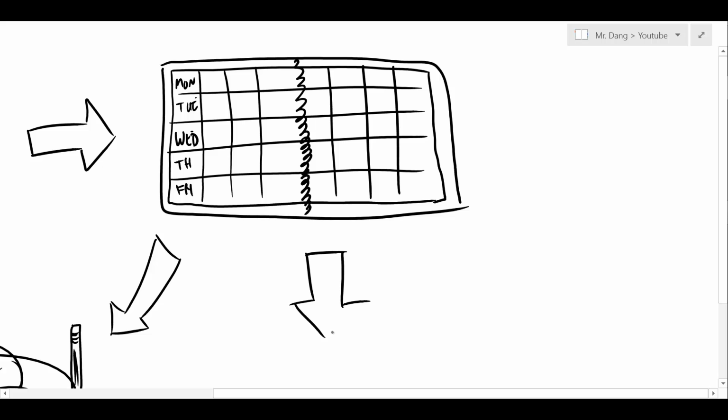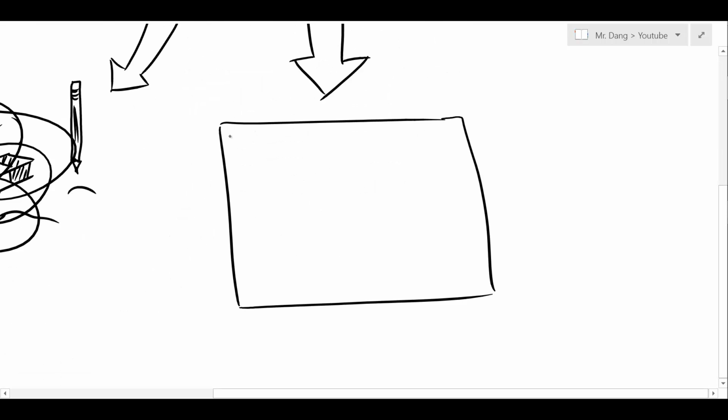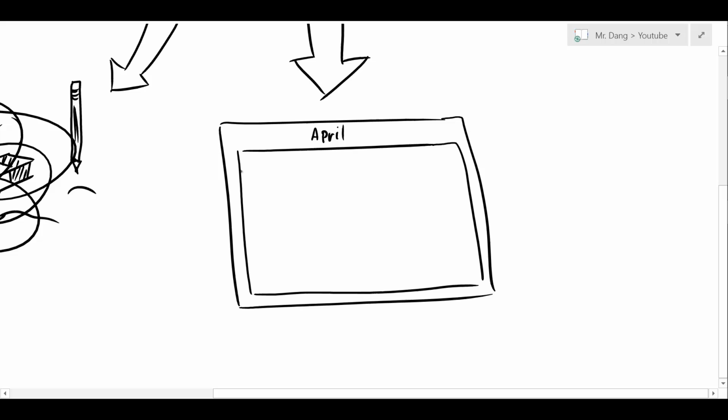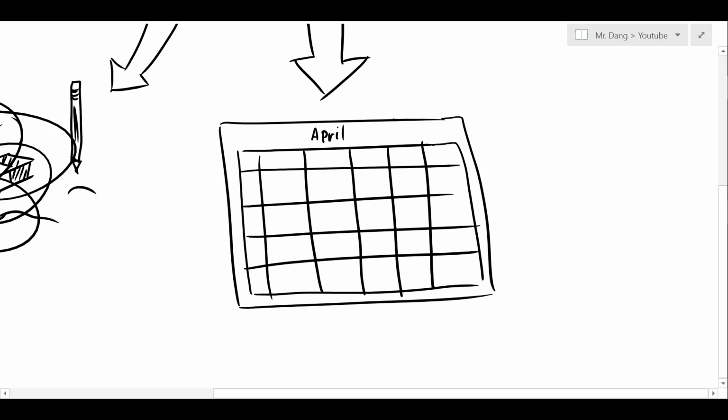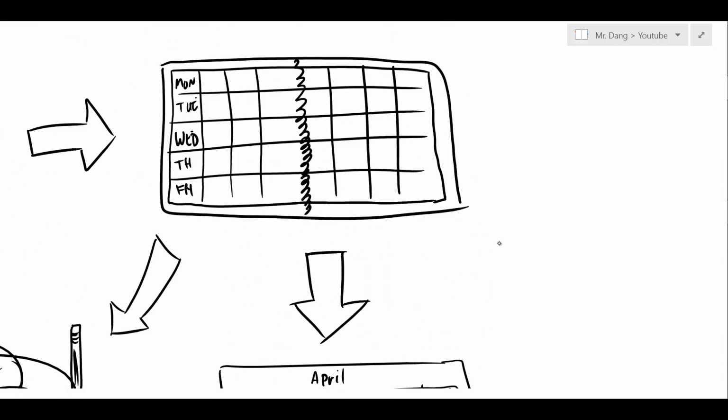Second, teachers like to view their plans not just across the week, but at a month's glance. To accomplish this, they need to recopy their planning onto a monthly calendar, one for each subject they teach. That's redundant and time-consuming.